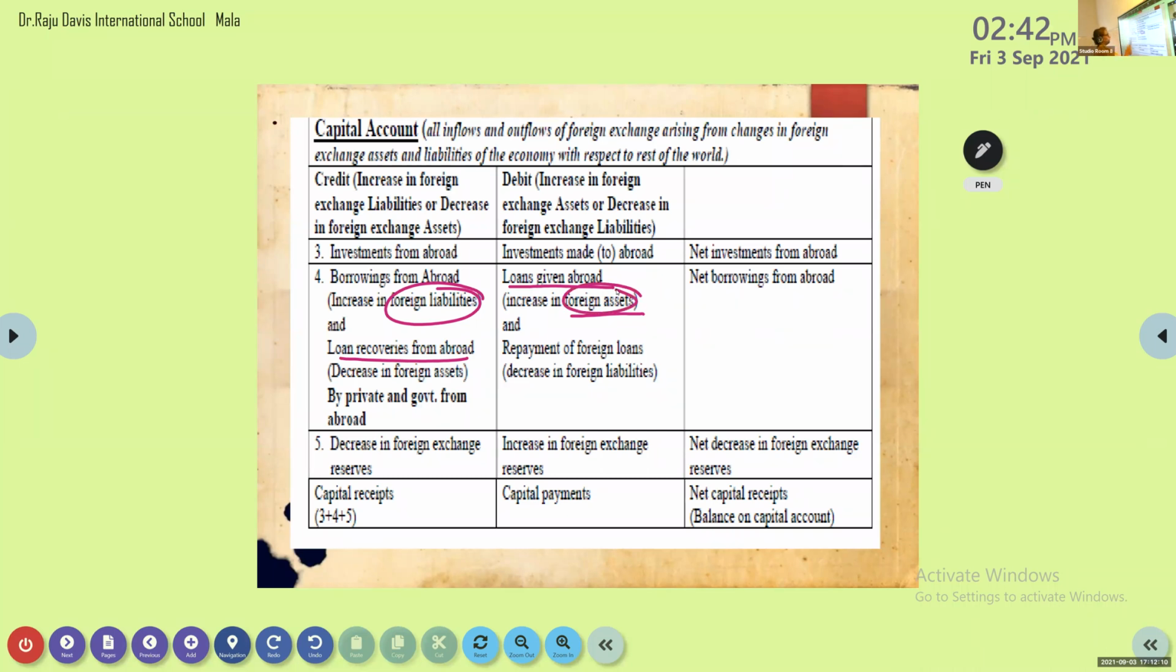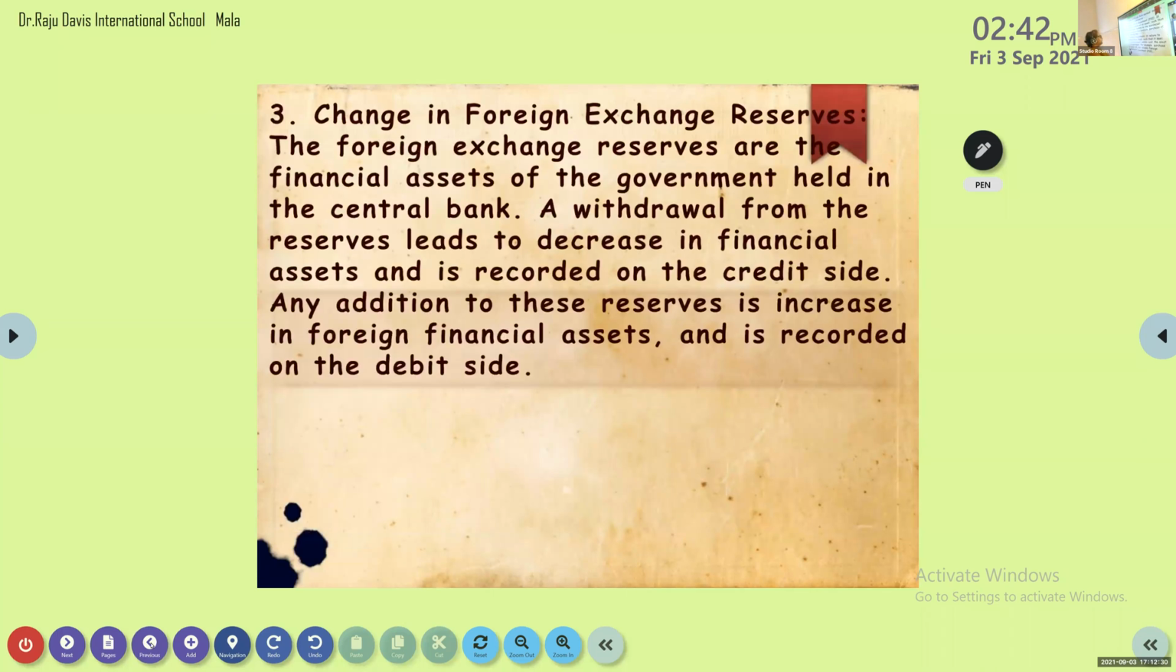Repayment of foreign loans, you can see we have paid it back, that liability. Now there is no liability for us to pay that amount of money to them. Now these borrowings can happen between governments and between private people. Okay. Now I'm going back to that slide.